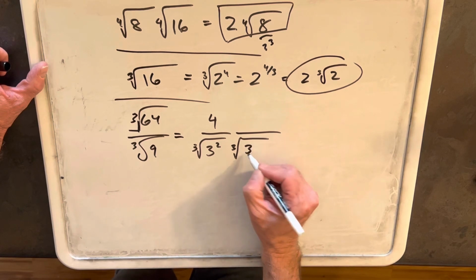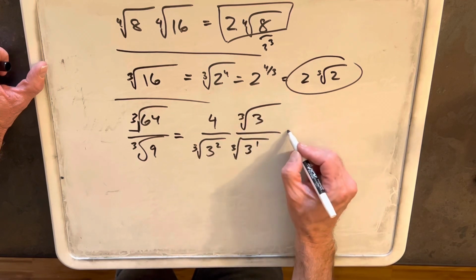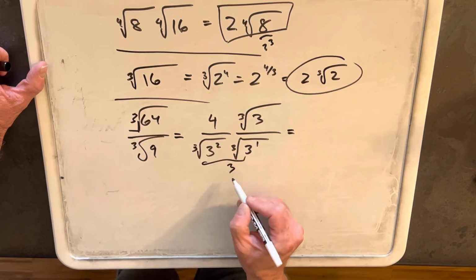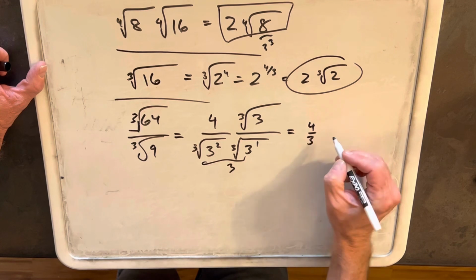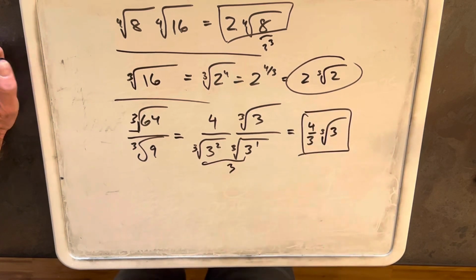But either way, we want to get the radical out of the denominator. So we'll multiply like this. This is just going to be 3 when we multiply that out. And we end up with 4/3 cube root of 3.